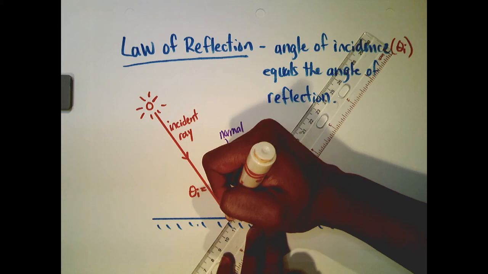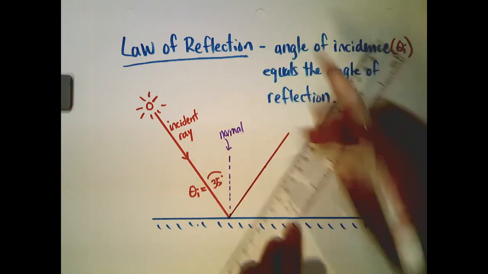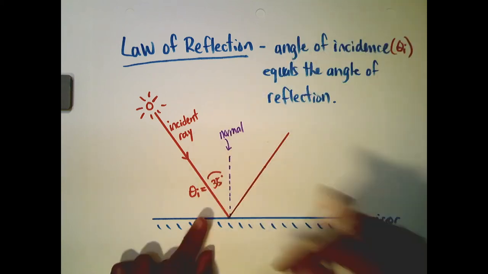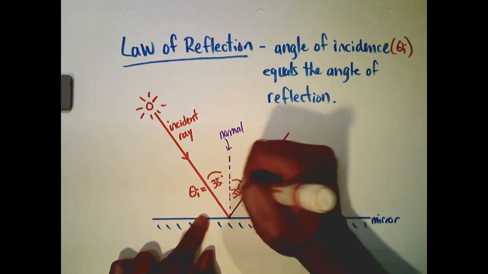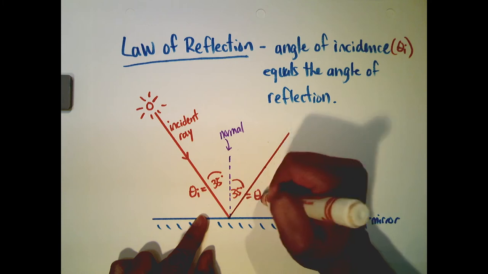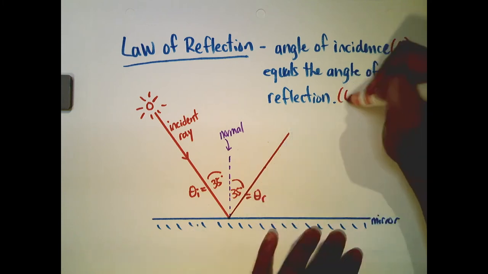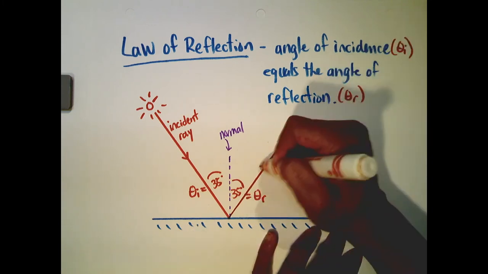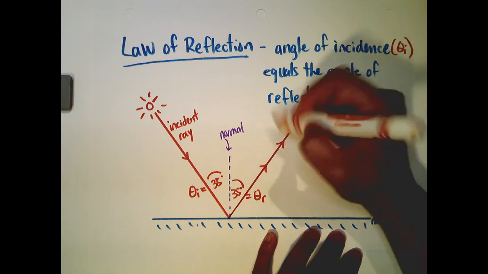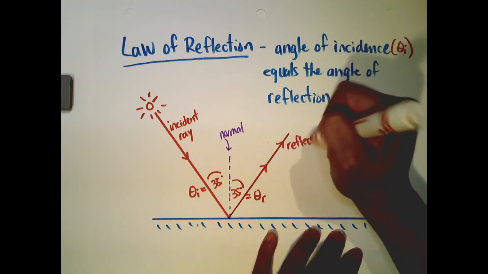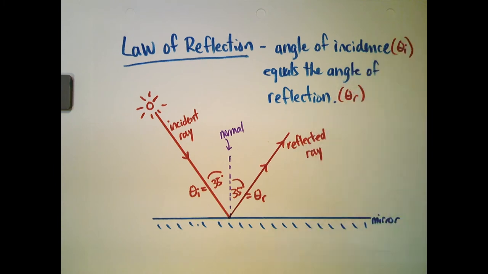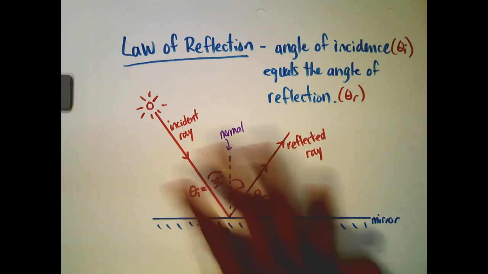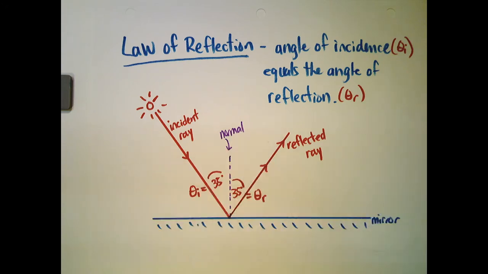And you can actually tell by looking, by eye, yeah, this angle is actually going to equal 35 degrees. And this here is my angle of reflection. So theta R. Don't forget the arrow to indicate this here is the reflected ray. Okay, so you've done that already in the previous exercise. This here is now scientifically the explanation of what you were doing.